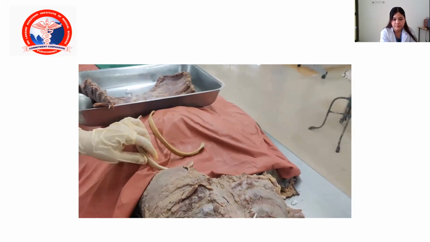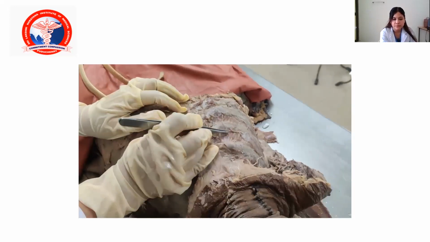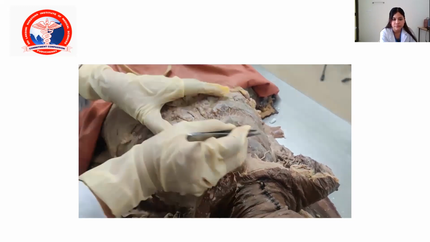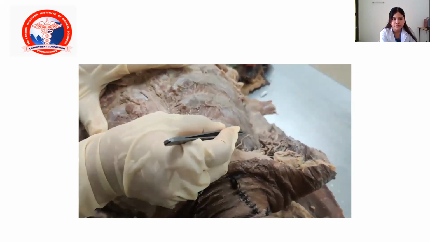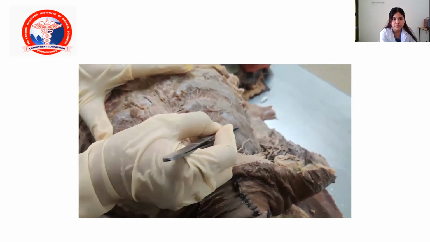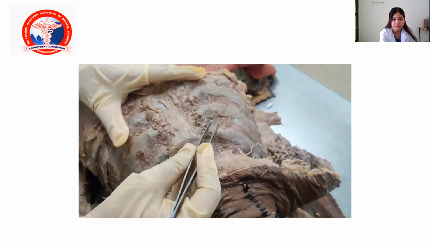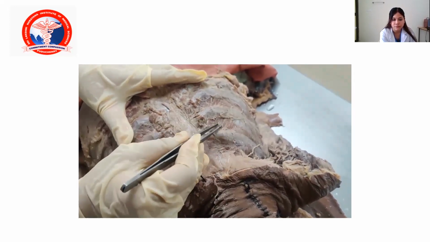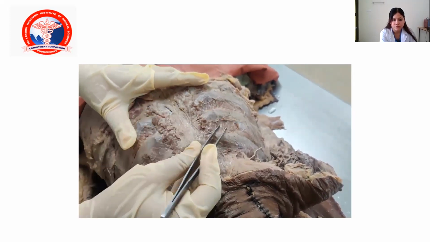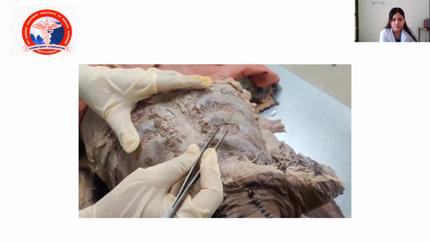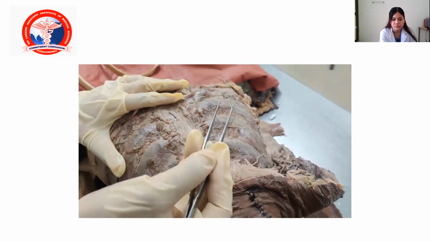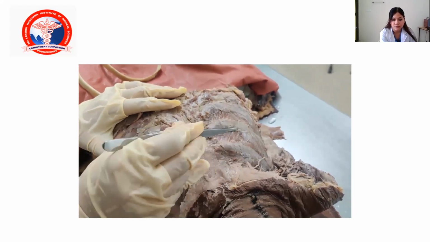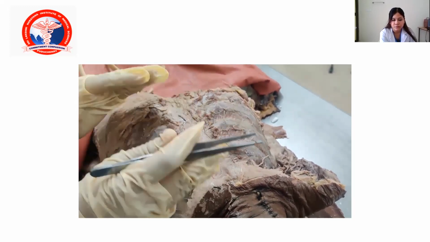What is the direction of this intercostalis internus muscle? The direction is exactly as you can see here. This was the direction of the intercostalis externus muscle. The intercostalis internus muscle direction is exactly opposite to the direction of the externus muscle, that is at right angle to it: downward, backward, and lateral. So the directions of these two muscles are exactly opposite to each other.